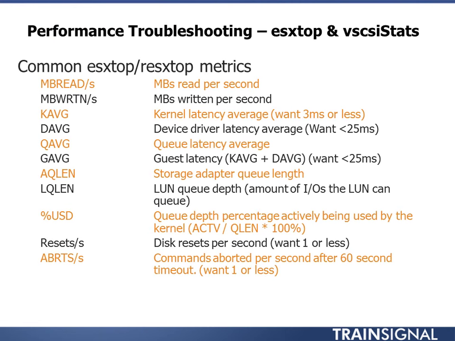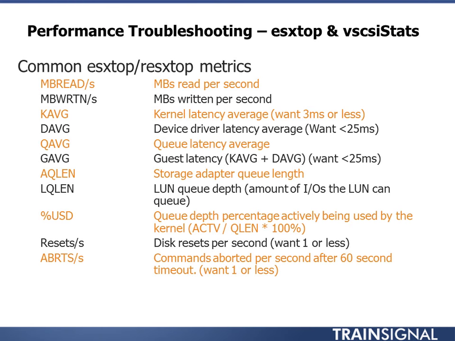Performance, ESXtop and vSCSI stats. So we've talked about ESXtop before. Here are your major metrics to worry about. Megabytes per second read, megabytes per second write. Kernel latency, so anytime you do an I/O request through the kernel, it adds a little bit of latency because it has to do something. You want to see that at 3 milliseconds or less. Device driver latency, this is basically what we're getting back from the actual storage device. You want that under 25 milliseconds. I personally want that under 20 milliseconds or even less.